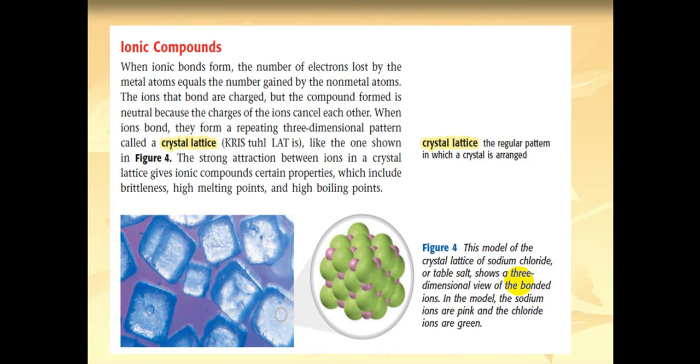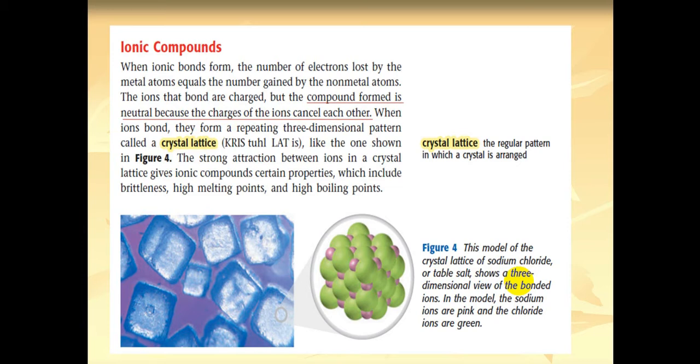Ionic compounds. When ionic bonds form, the number of electrons lost by metal atoms equals the number gained by non-metals. For example, if one atom loses one electron, the other atom gains one electron, so in a compound the two are the same. The compound formed is neutral because the charges of the ions cancel each other. For example, sodium has positive 1, chlorine has negative 1, so when they come together, they cancel each other, and the compound is now neutral.